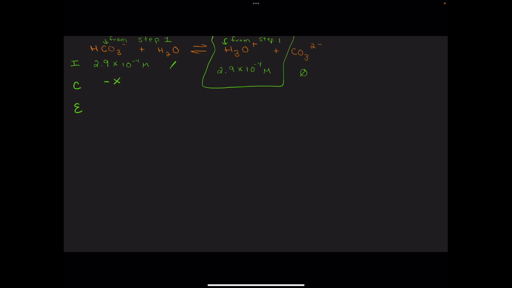Now we set up the rest of our ice table as usual. So my reactant goes down by x. My products each go up by x. So at equilibrium, my HCO3 minus is 2.9 times 10 to the negative 4th minus x. My hydronium is 2.9 times 10 to the negative 4th plus x, and then my CO3 2 minus is x.